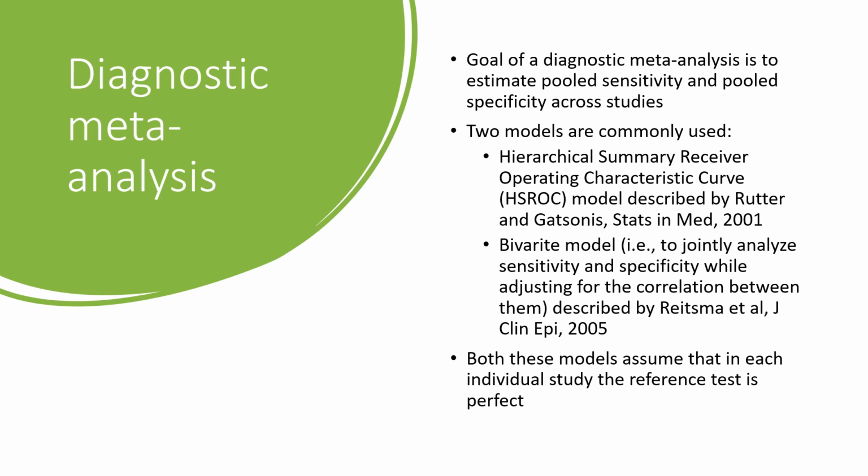There are two commonly used models, the HSROC model and the bivariate model. When not including the study-level covariates, mathematically the two models are equivalent. They are different parameterizations of the same model. The bivariate model allows the inclusion of covariates that affect sensitivity or specificity or both, while the HSROC model allows covariates that affect accuracy or threshold parameters, or both.